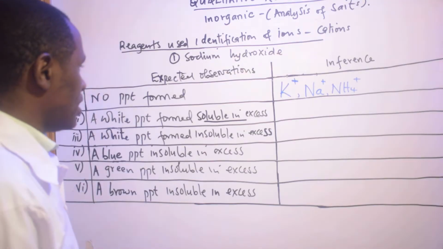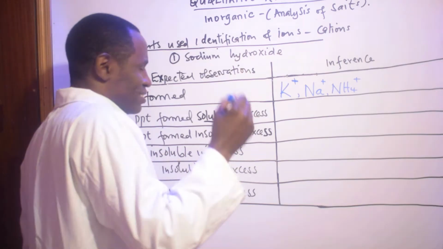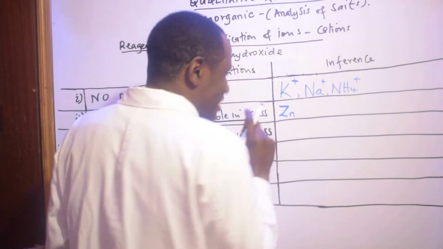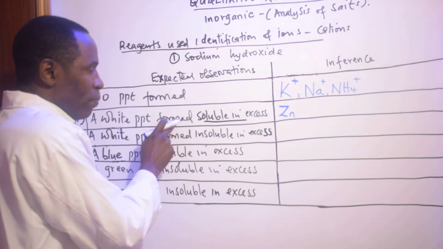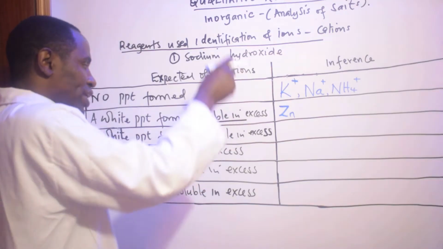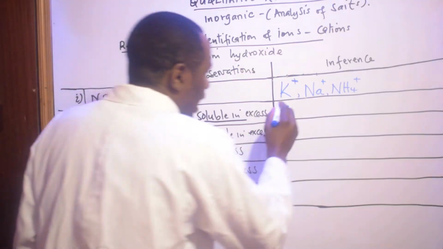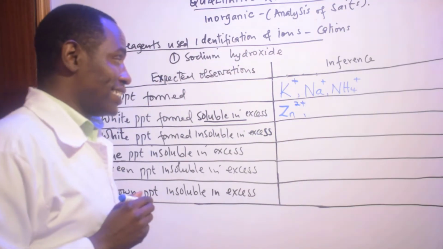Now, in this particular case, we think about the amphoteric hydroxides. Which are these amphoteric hydroxides? Now, the amphoteric hydroxides here, we have zinc hydroxide. When zinc hydroxide is formed, if you put excess sodium hydroxide, it will react with it and form a complex ion of zinc. Therefore, zinc ions will be one of the probabilities.